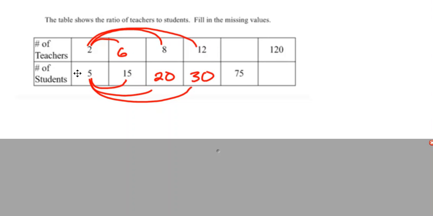Which one of these helps me get to 75? This one or this one? So I'm going to use 15 because I know 15 times 5. So times 5. Okay. And then this one here, 120, I can use lots of these numbers.